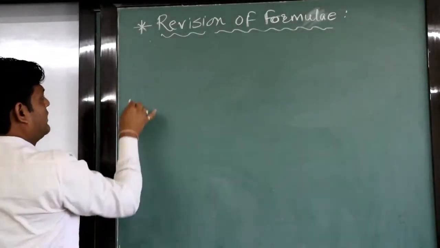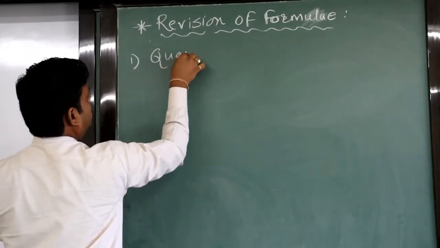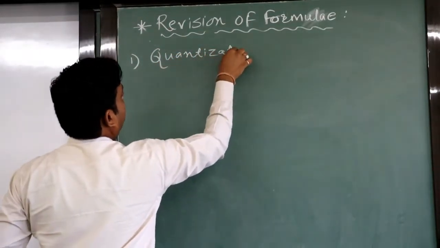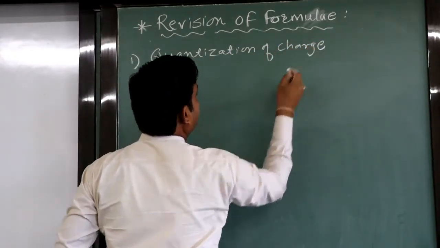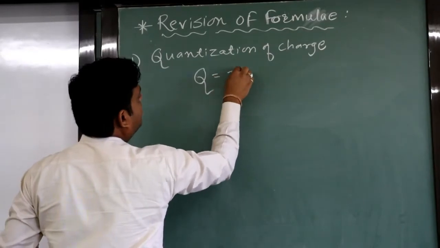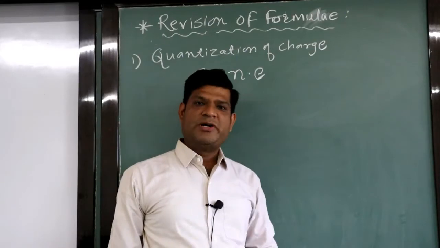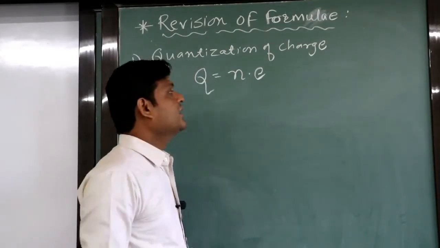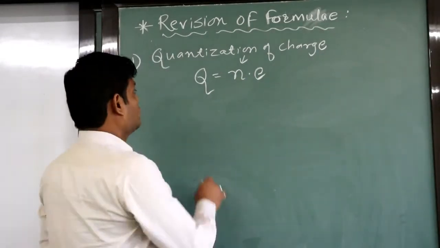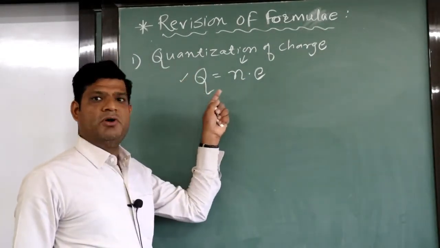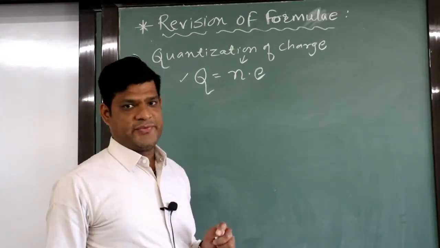See the first formula of this chapter we studied, that is quantization of charge. Quantization of charge, that is capital Q equal to N into E, where E is the fundamental charge, E equal to 1.6 10 to the power minus 19, N equal to number of charge transferred, and Q is the total charge. So we will use this formula Q equal to NE for finding the total charge on the body, right?